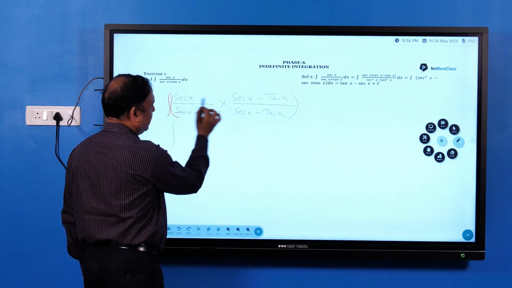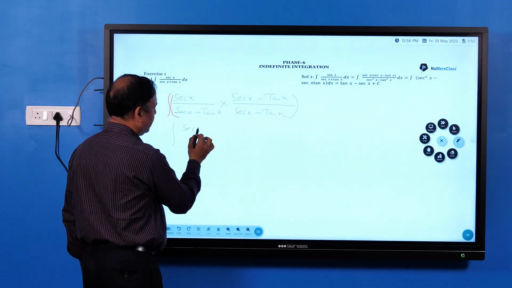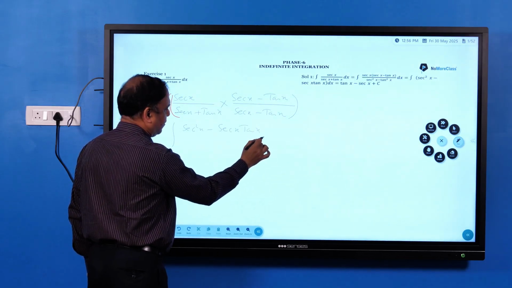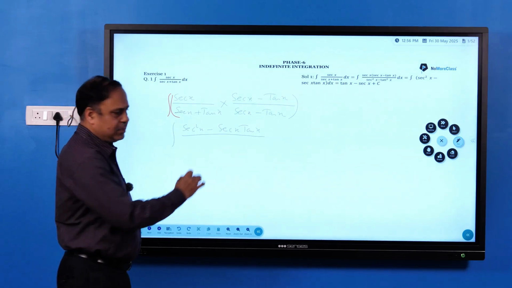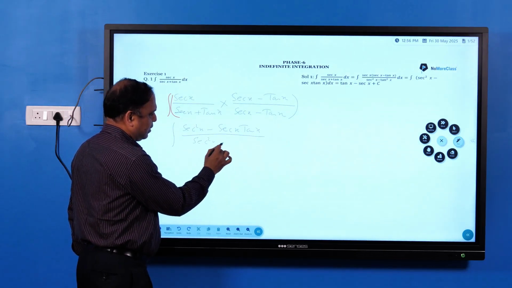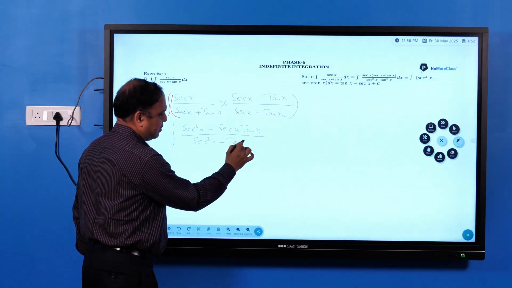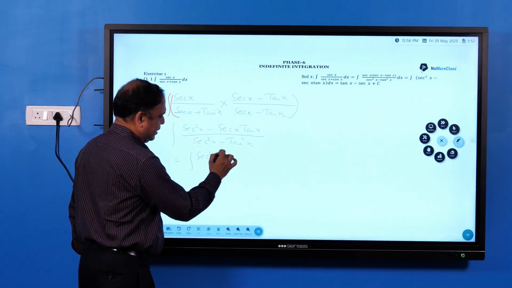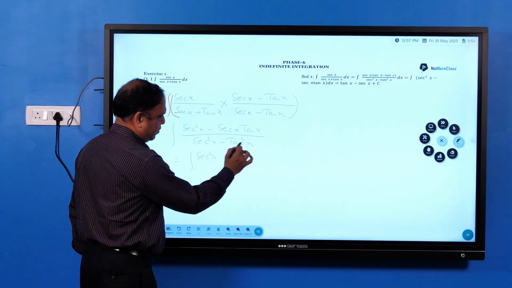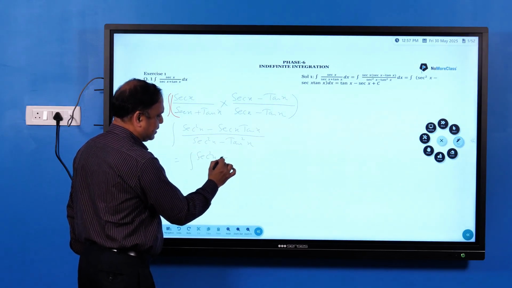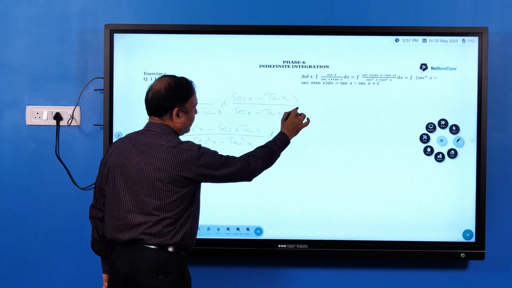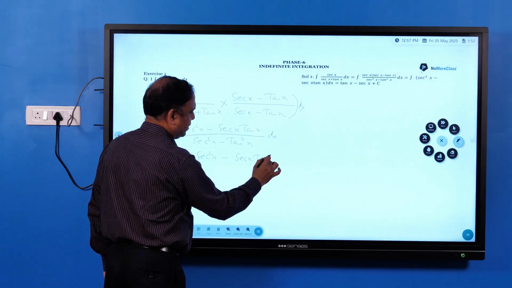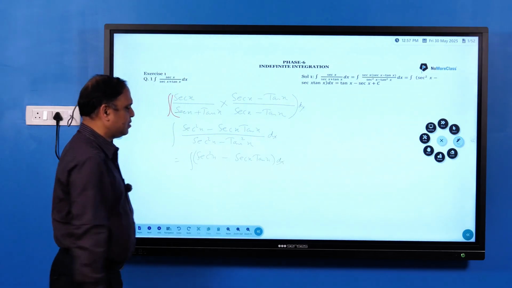So this will be sec multiplied by sec square x minus sec x tan x. And what is here? Sec square x minus tan square x. So this is sec square x minus tan square x, this is 1. So I will split this: sec square x dx minus sec x tan x dx, everywhere over sec square x minus tan square x, which is 1.